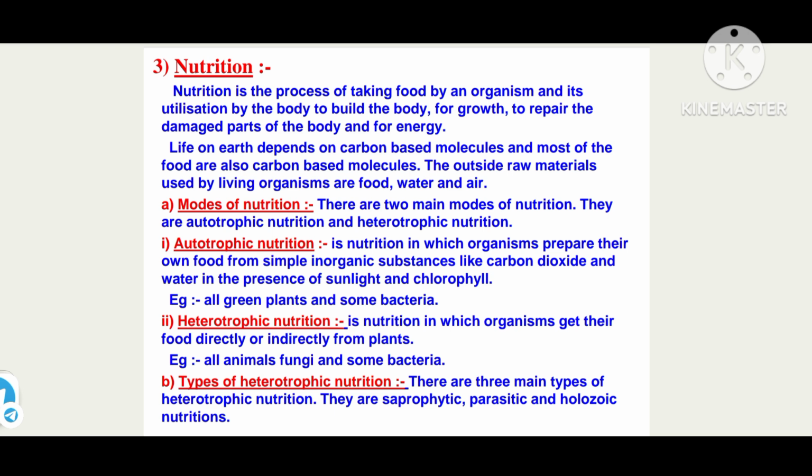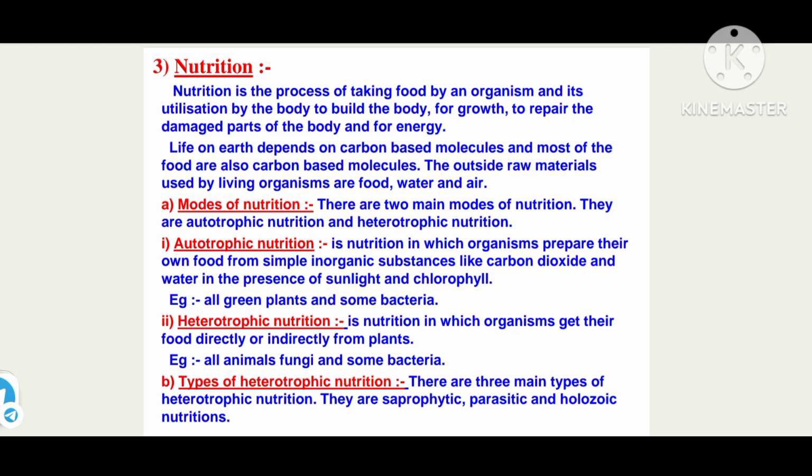What is autotrophic nutrition? It is a nutrition in which organisms prepare their own food from simple inorganic substances like carbon dioxide and water in the presence of sunlight and chlorophyll. Autotrophic, in the sense, auto means self. The food is prepared by themselves, that's why it is called autotrophic, with the utilization of sunlight and chlorophyll. We can say that plants are the best example for this autotrophic mode of nutrition.